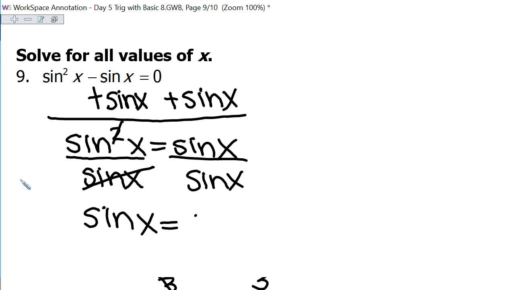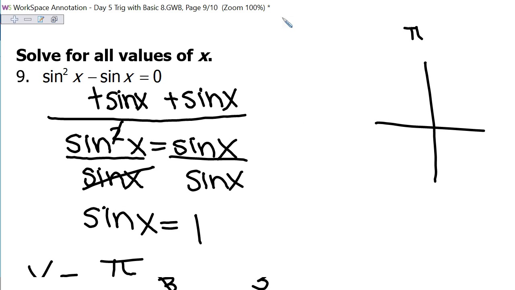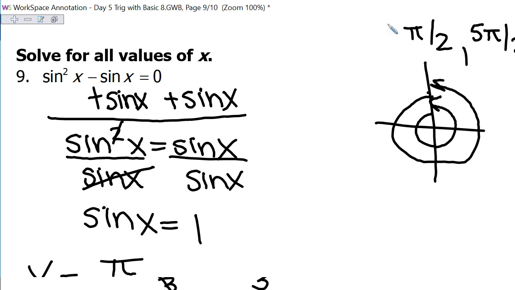And what angle has a sine of 1? Pi over 2. But I could make another revolution. And what would that angle be? 5 pi over 2. Yes, 5 pi over 2. If you count by pi over 2, this is 1 pi over 2, 2 pi over 2, 3 pi over 2, 4 pi over 2. So if I make it back, that would be 5 pi over 2. And if I made another revolution, that would be 9 pi over 2.